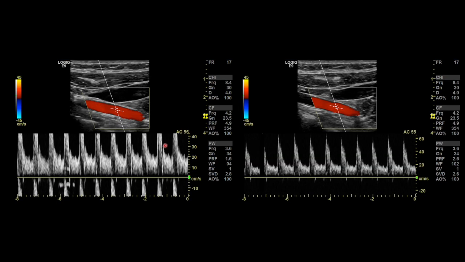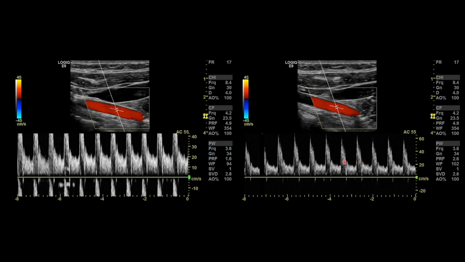Here's another one where you can see aliasing going on the left. How did we fix this in this case? Here we mostly changed our pulse repetition frequency. Here it is 1.6, and it went up to 2.6. What does that do? That increases the scale on our spectral window. Here we're going from about 40 centimeters per second to about minus 20 centimeters per second, so about a 60 centimeter per second scale, whereas here we're going from about 60 to about minus 20 centimeters per second, or maybe a little more than that. So this is probably around a 90 centimeter per second scale.